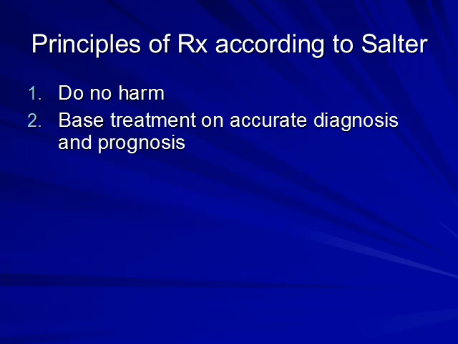Number 2 is you really need to base your treatment on an accurate diagnosis and prognosis. I know this seems kind of ridiculous, but it is amazing in the real world how often you see people that are treating with somewhat of a shotgun approach because they're really not sure what's going on with a patient. They don't really know what the diagnosis is, and so they're very vague about the prognosis, and then they use these vague shotgun approach treatments and they don't really get the results they want.